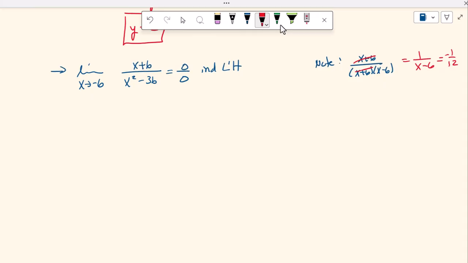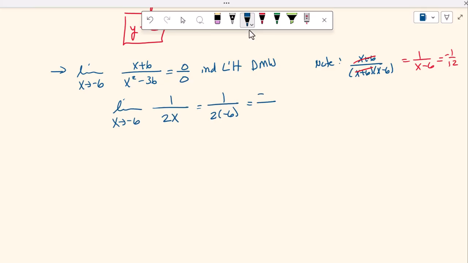Okay, so I could still use those old methods, but I want to try L'Hopital's here, which says to do more work. So that's the limit as x approaches negative 6. Okay, the derivative of x plus 6 is 1. The derivative of x squared minus 36 is 2x. And if I take that limit and I plug in the negative 6, I get negative 1/12. Matches what our old method too.